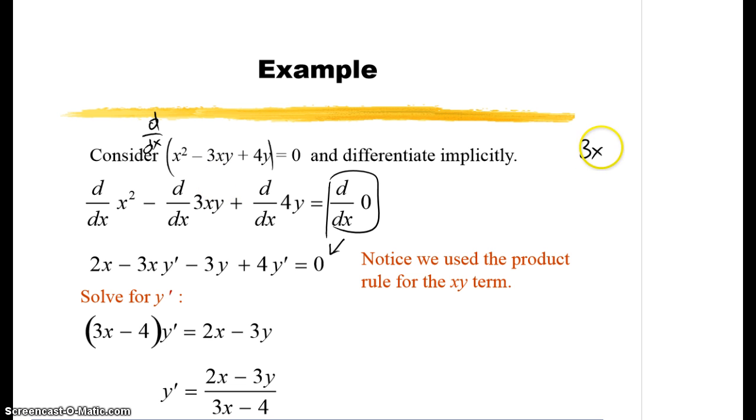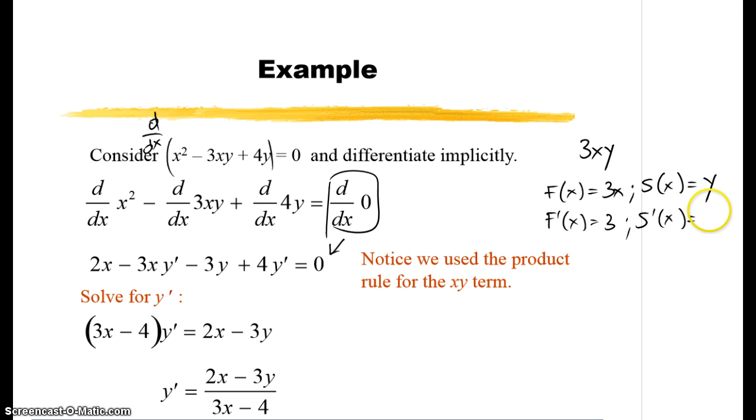I'll do it on the side here just to show you what I mean. I'm going to pick the first function to be 3x, and I'm going to pick the second function to be y. Remember, y is a function of x. That's why it makes sense to say this is the second function with respect to x from the product rule, 3xy. Then the derivative of this is 3, and the derivative of this is just y prime, or you could put dy dx if you prefer, whatever notation you like better.